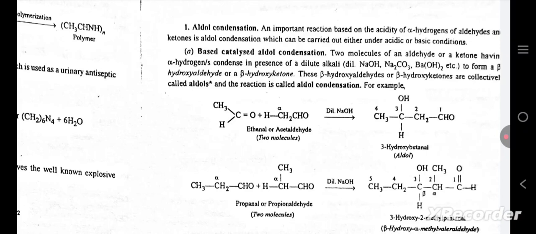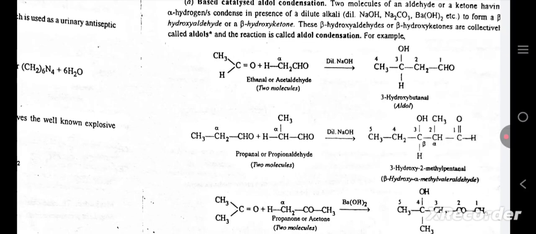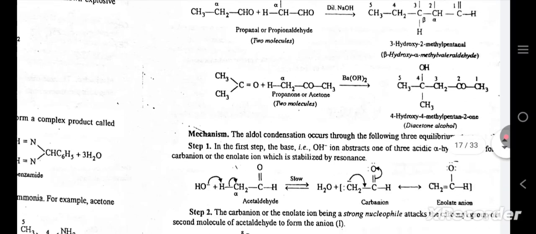is called aldol condensation, which can be carried out either under acidic or basic conditions. Base catalyzed aldol condensation: two molecules of an aldehyde or a ketone having alpha hydrogen condense in the presence of a dilute alkali to form beta hydroxy aldehyde or beta hydroxy ketone. These beta hydroxy aldehydes or hydroxy ketones are collectively called aldols, and the reaction is called aldol condensation.